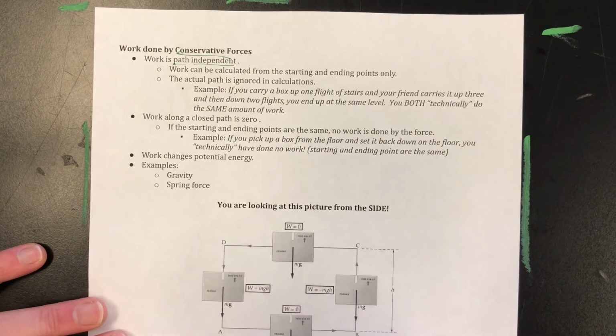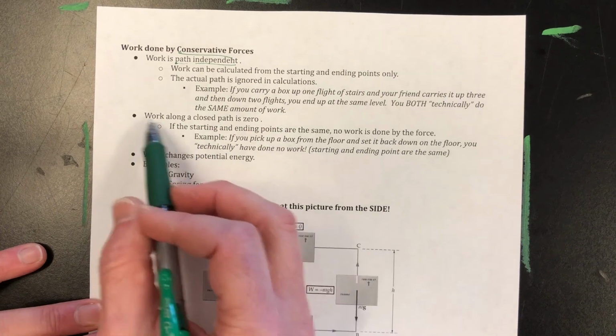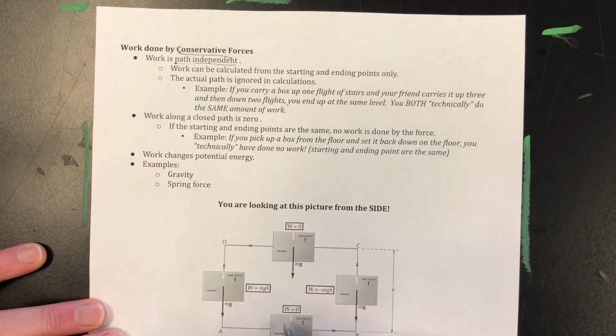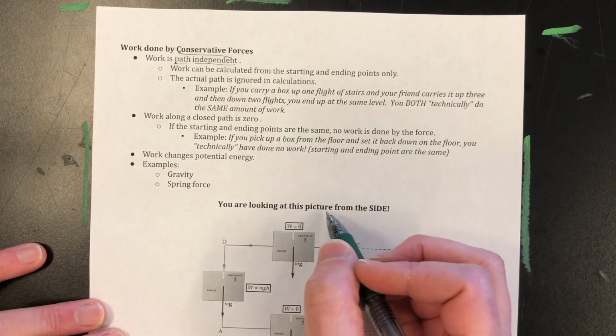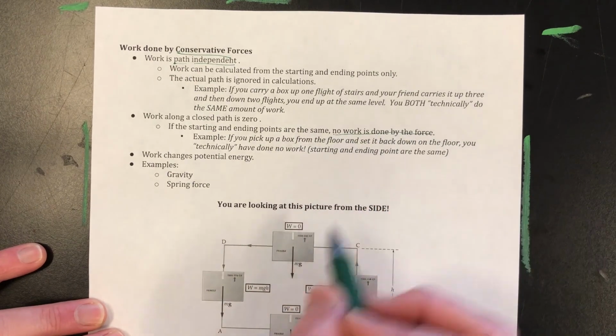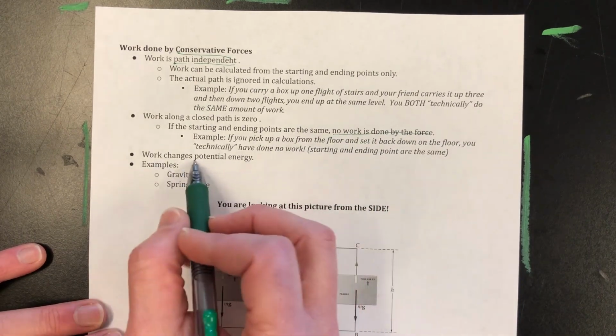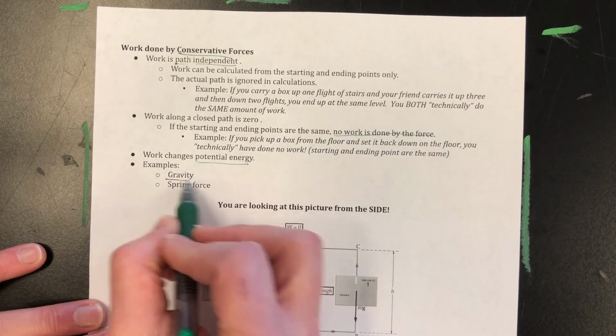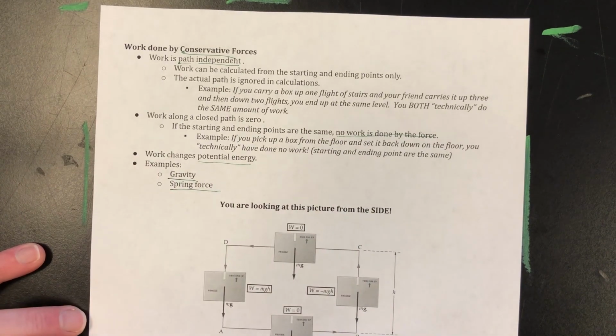You both technically did the same amount of work. Work along a closed path is 0, so if you start and end at the same spot, then no work is done by the force. Work does change potential energy, so examples would be gravity and the spring force.